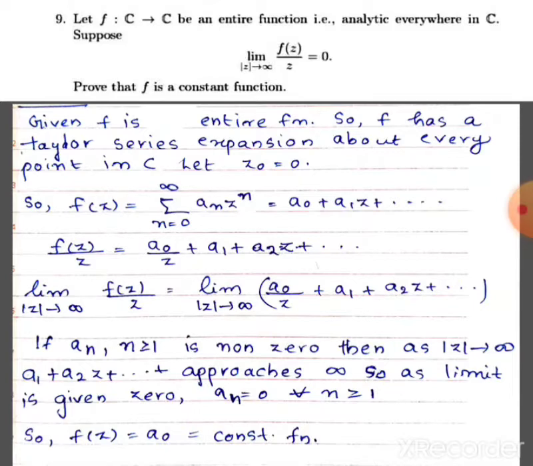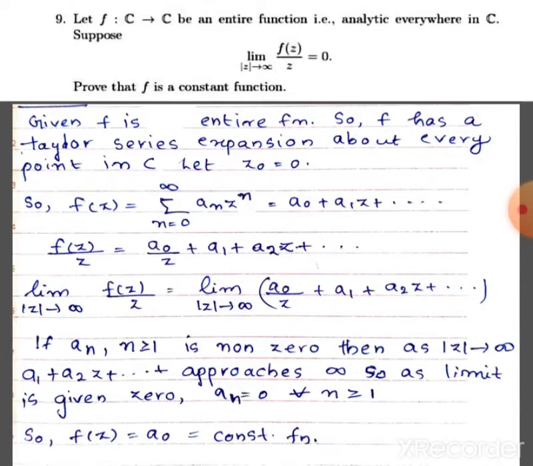So let's use the given facts. Given that f is an entire function, f has a Taylor series expansion about every point in C. From Taylor's theorem, we know that we can expand f as a power series which only involves positive powers about every point in the complex plane, because it is analytic everywhere. So let us write the Taylor series expansion of f(z) about the point z equal to 0, with coefficients a0, a1, etc.